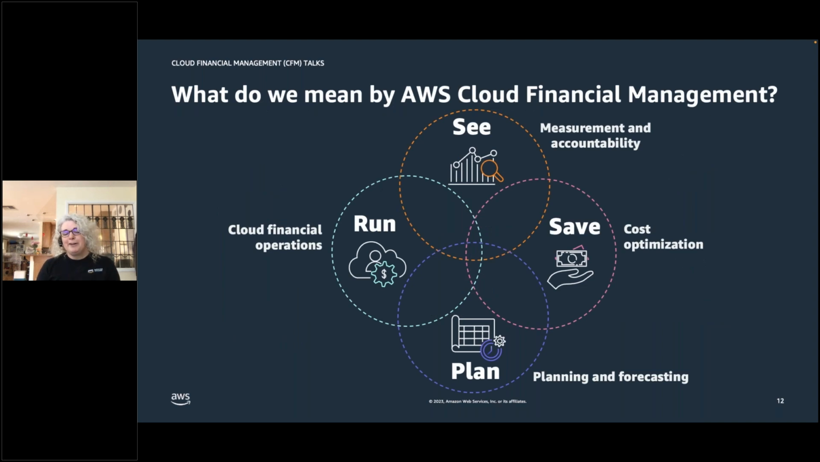So I talked about it in terms of plan, run, see, save, but this is not a continuum. Really, you need to be doing a little bit of all of these things in order to get the most value. A little bit of planning and forecasting, some kind of management about what you're doing, but key is being able to see what you're doing so you can see the impact of where those things are.